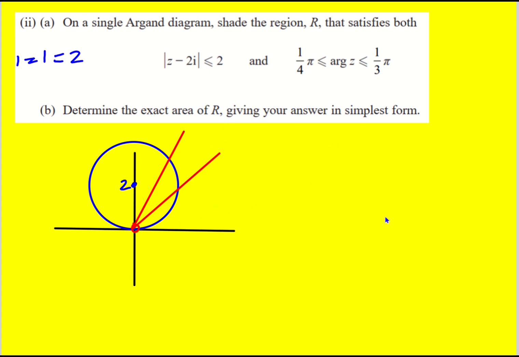I've drawn that equals that and that equals that, but we're looking for where it's in between the angles and we're looking for where it's inside the circle. So our region is going to be this. Shade the region R. Inside, I'll just call it R, capital R. Determine the exact area of R, giving your answer in simplest form.